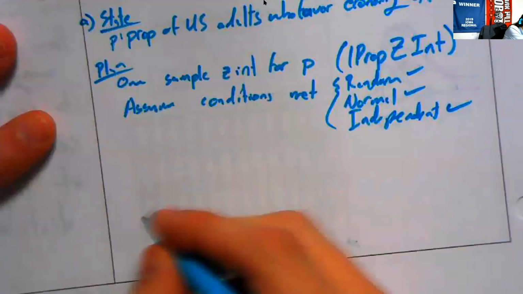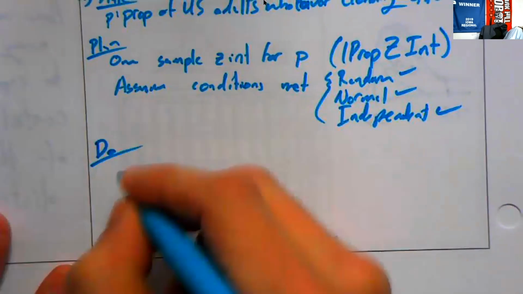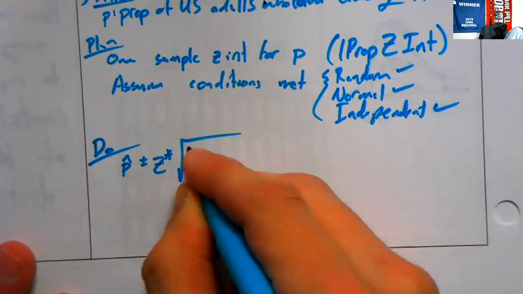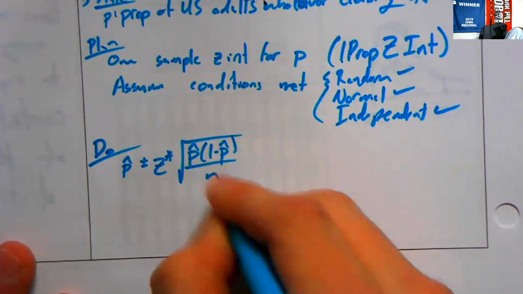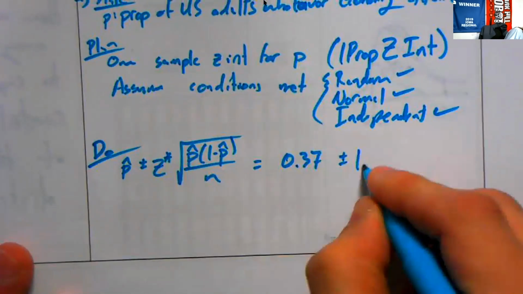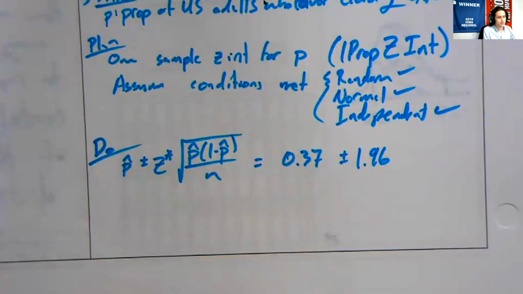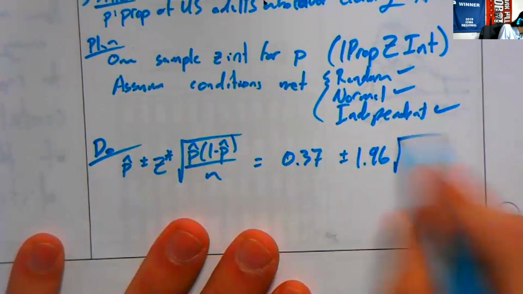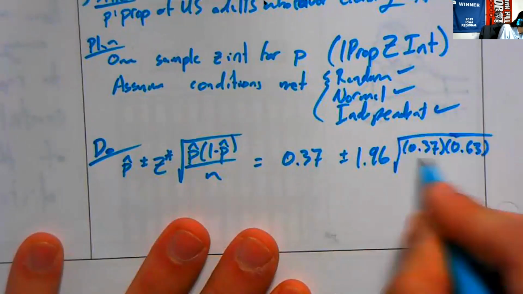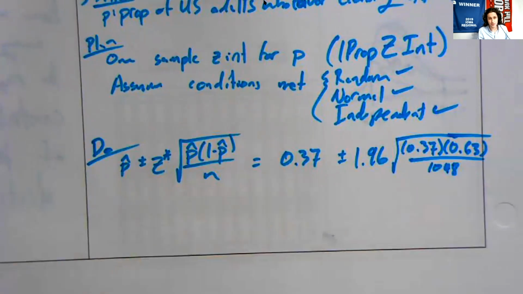So we've planned. Now we can go ahead and do. The do step involves calculating the thing. Again, this is going to be p hat plus or minus z star square root p hat 1 minus p hat over n. Plug things in there. That becomes 0.37 plus or minus 1.96. Remember, that's the value we looked up earlier for z star from our critical values table. Square root 0.37, 0.63 over our sample size of 1,048. Okay, so what is that?